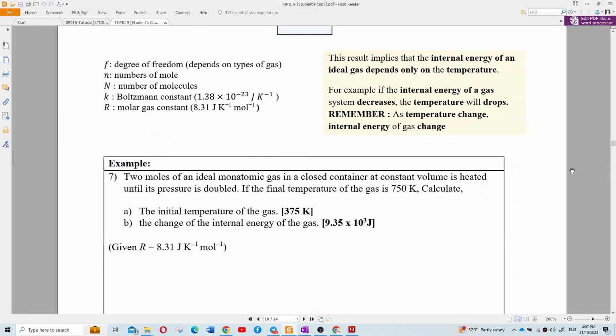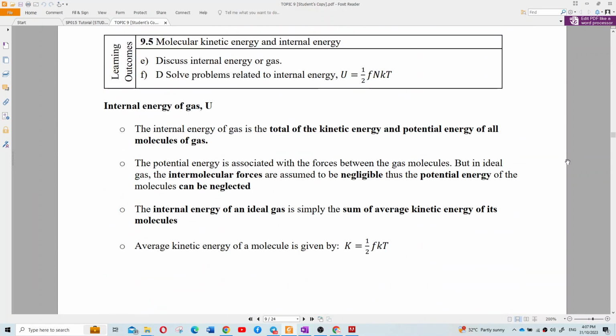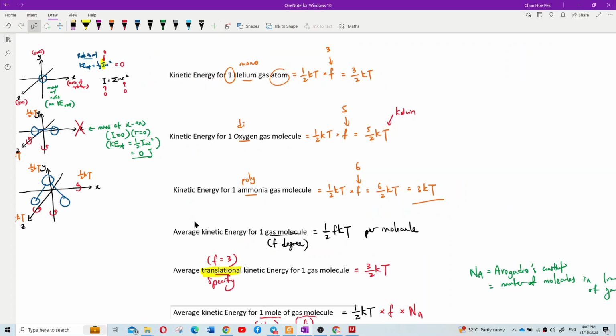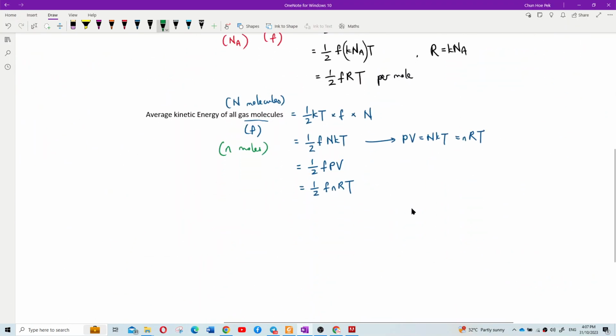Where is it? Potential energy. This one. Intermolecular forces are assumed to be negligible, so potential energy also can be neglected. So the internal energy of gas is simply the sum of all the kinetic energy. Okay, let me explain in OneNote. You already learned this. This is the most important one.